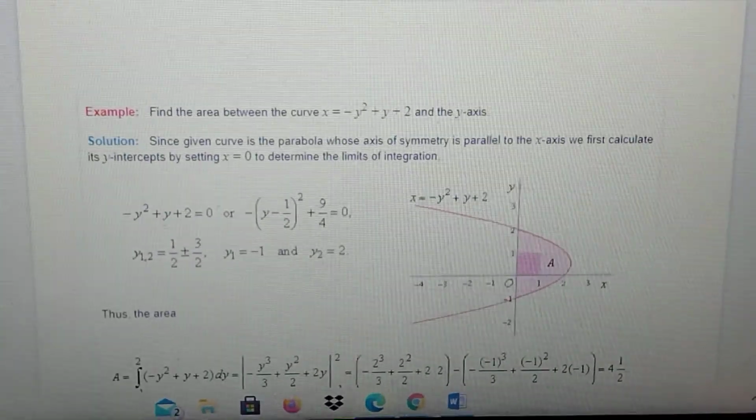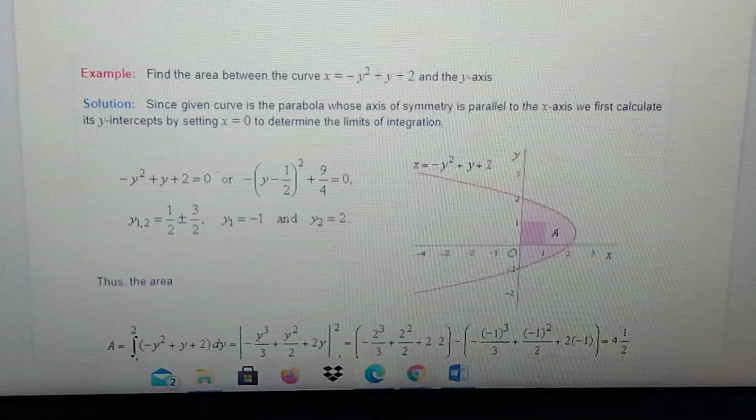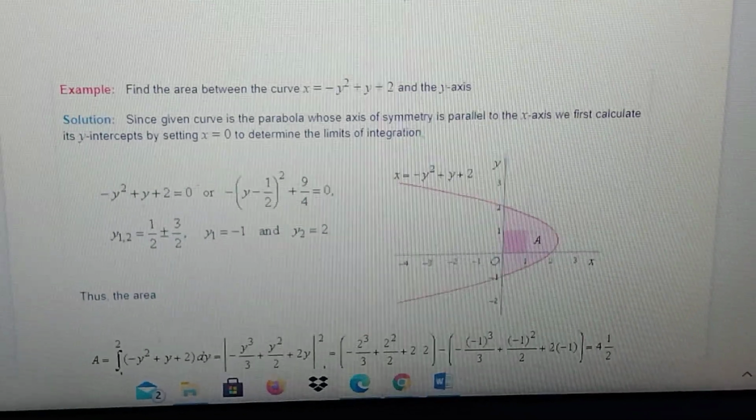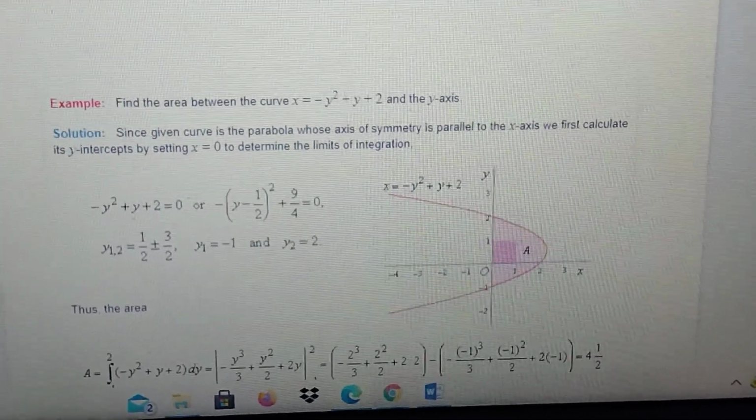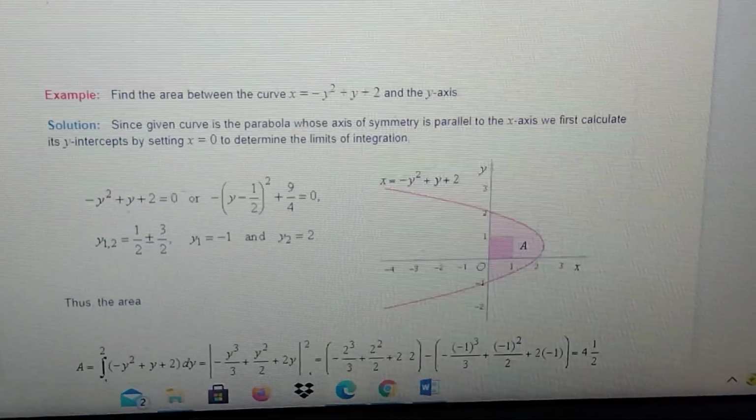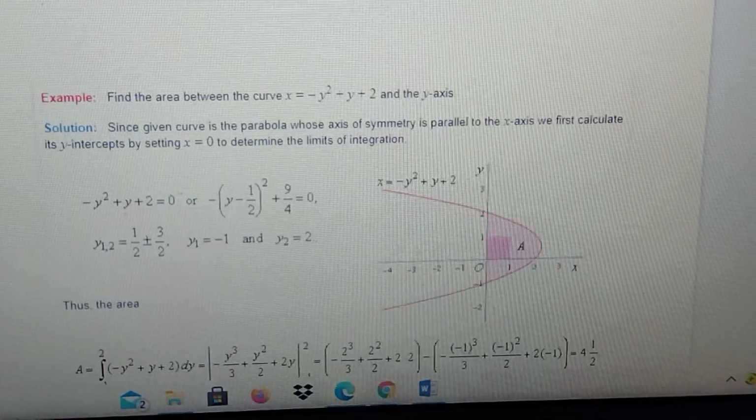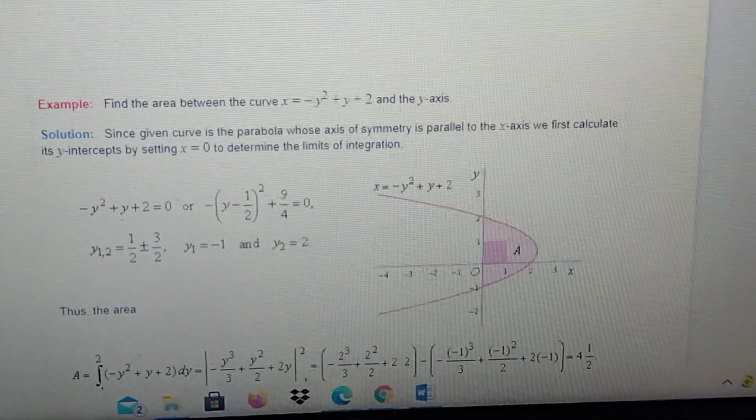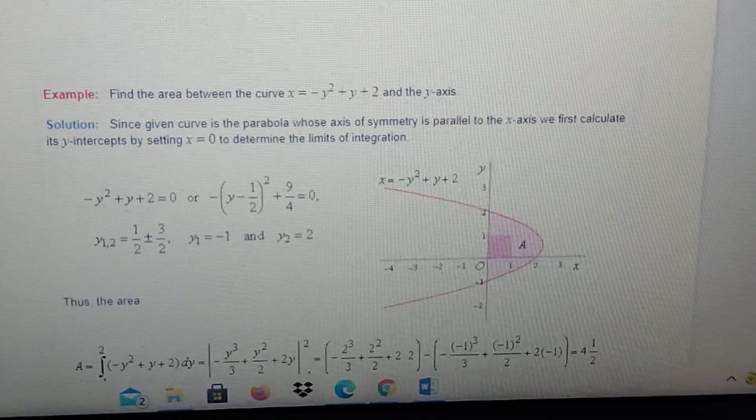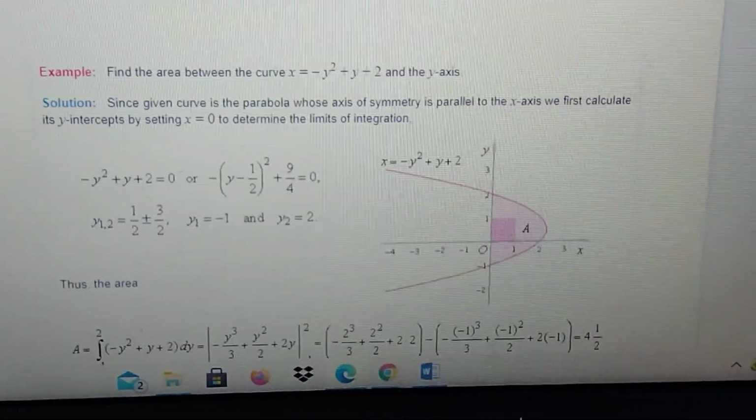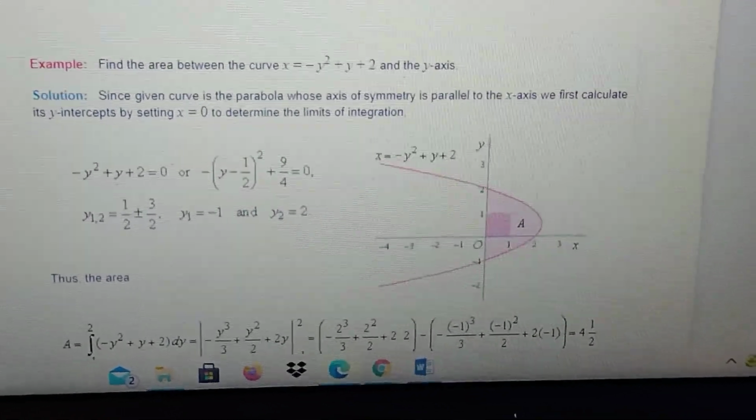In our example number 1, we solved for a function and the x-axis. Now, in number 2, we will solve for a function and the y-axis. We are asked to find the area between the curve x equals negative y squared plus y plus 2 and the y-axis. Now, we have our solution here. Since the given curve is a parabola whose axis of symmetry is parallel to the x-axis, we first calculate the y-intercepts by setting x equal to 0 to determine the limits of integration. So, we equate it to 0, and we obtain two values of y: y sub 1 equals negative 1 and y sub 2 equals 2.